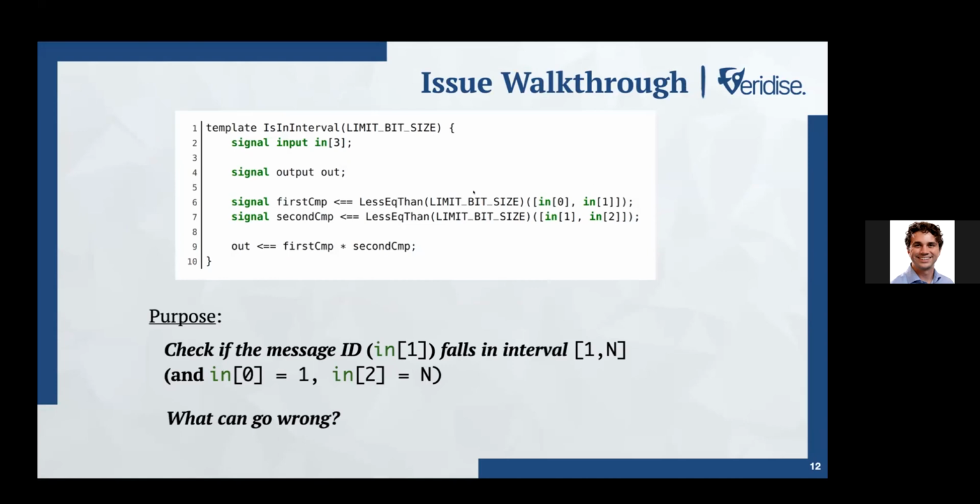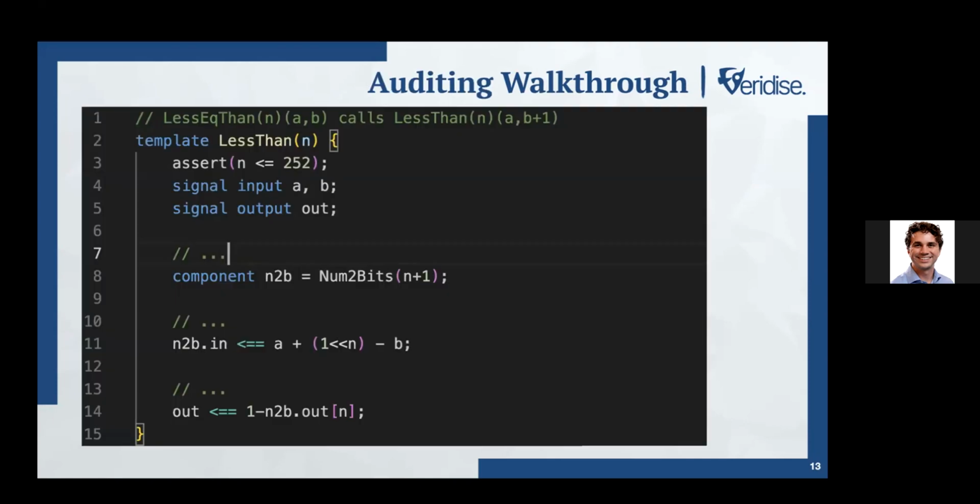To do that, we're going to dig in a little bit into these LessEqThan bits, right? On the face of it, this seems fine. But one thing that's really important is to go in and try to understand as clearly as possible some of the security assumptions that go into these circuits. So let's take a look at LessEqThan. LessEqThan is a template that is basically just going to instantiate this LessThan circuit. So we can ignore LessEqThan: A is less than or equal to B if A is less than B plus 1. So let's just stick to LessThan and look at this.